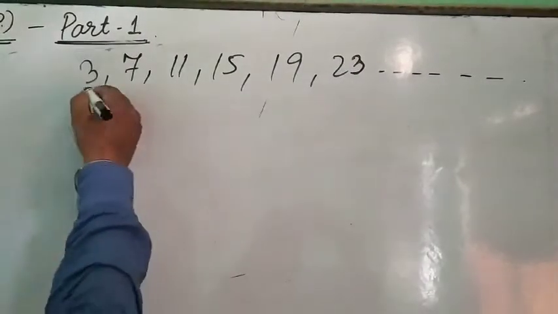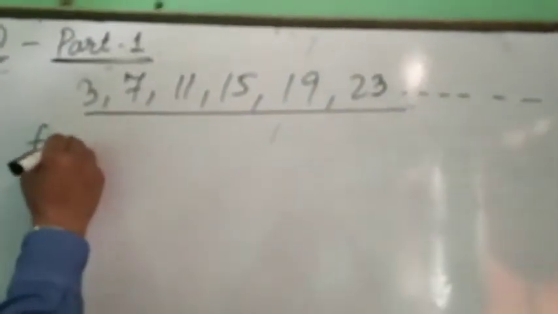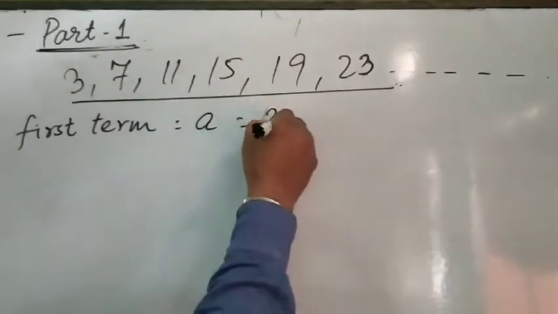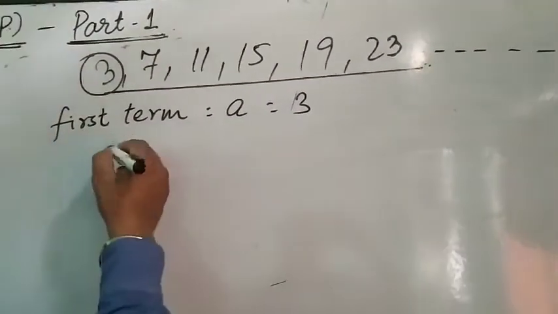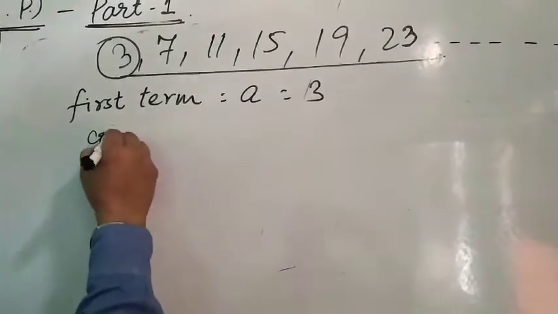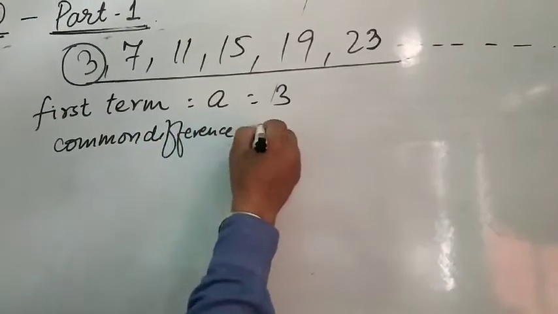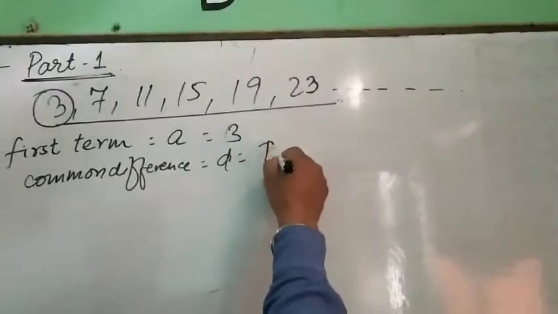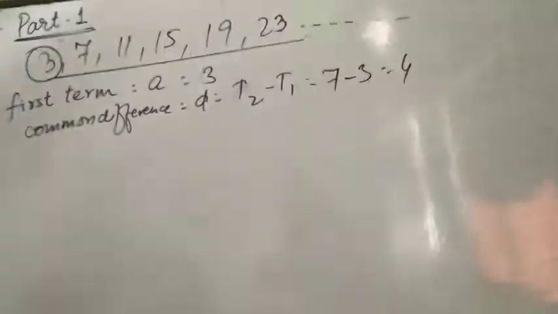Now this is the arithmetic progression. These are in AP. So their first term is A equal to 3. This is the first term. And D is the common difference. The formula of D is T2 minus T1, that means 7 minus 3, so your result is 4.